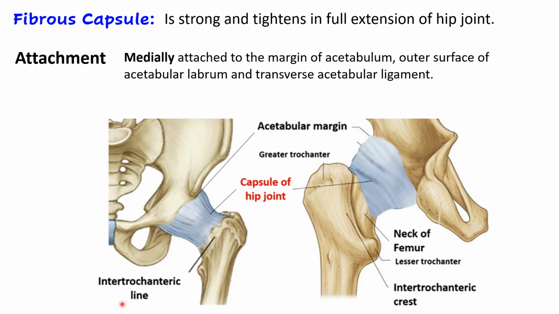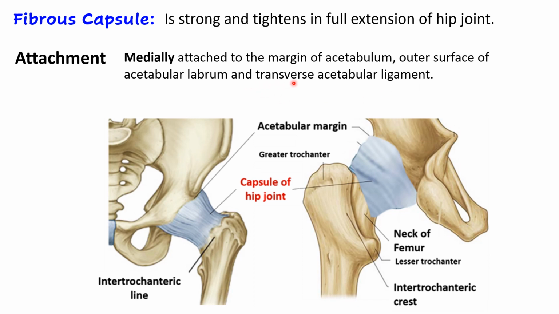First we will consider the medial attachment. So medial attachment will be obviously on the hip bone, and it will be attached along the margins of the acetabulum, which can be seen here in both the views, anterior as well as posterior, also to the outer surface of the acetabular labrum and to the transverse acetabular ligament, which we saw a little before this.